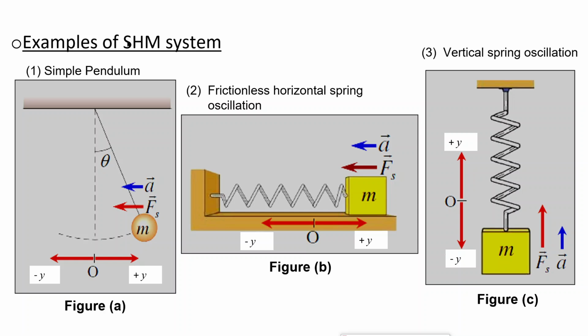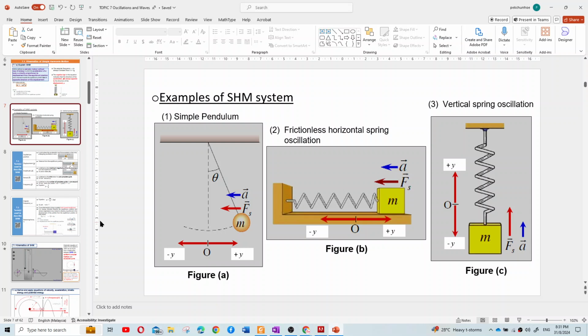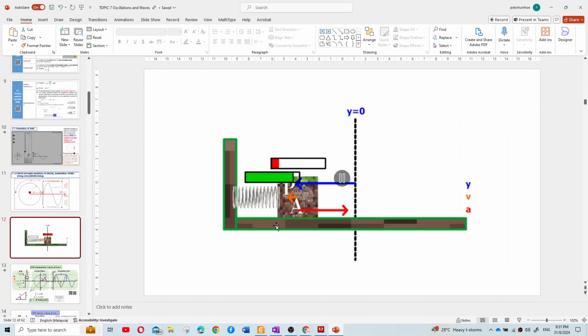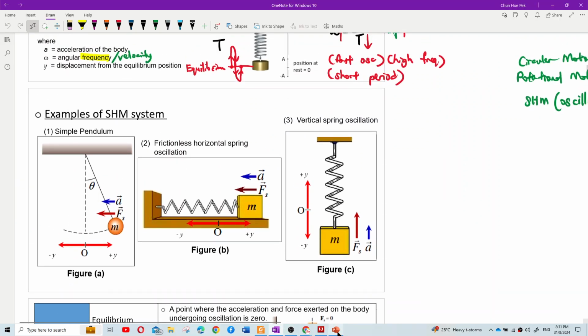Okay, looking at this example, you see this simple pendulum and horizontal spring. You have horizontal spring, you have vertical spring. Go back to the animation. Where is my animation just now? That one? This one, right? Okay, then I also relate to this one. Okay, this one and this one, right?